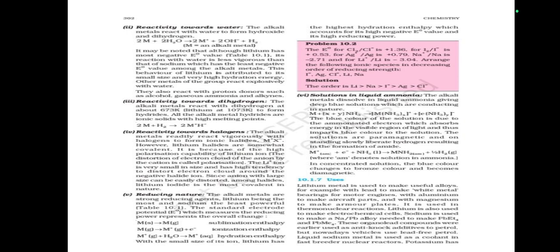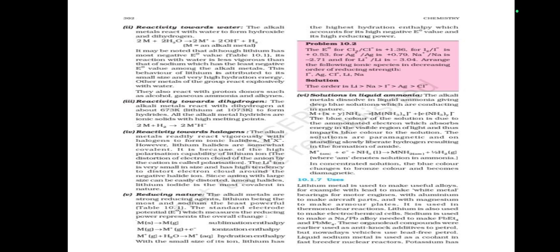They also react with proton donors such as alcohol, gases, and alkynes. Reactivity towards dihydrogen: the alkali metals react with dihydrogen at about 673 Kelvin, lithium at 1073 Kelvin, to form hydrides.